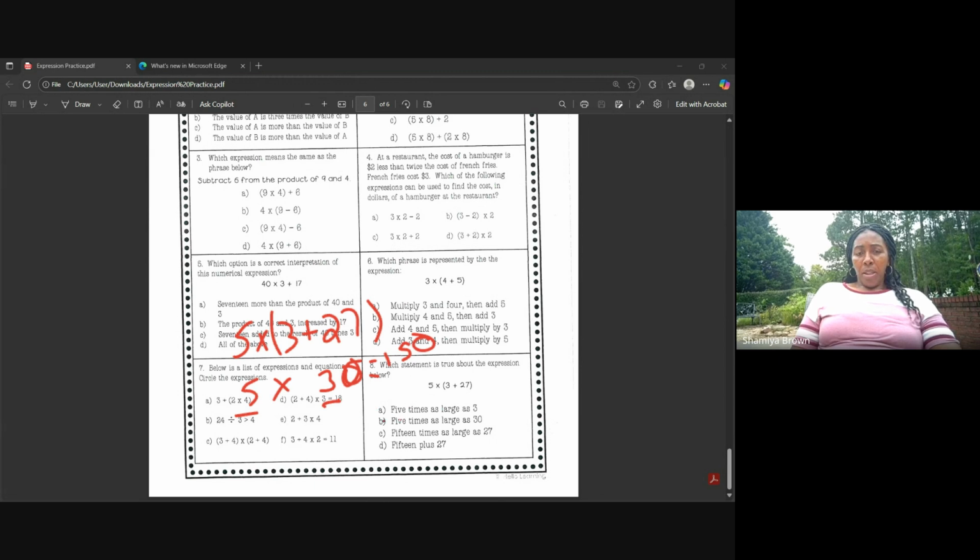Let's see B. B says 5 times as large as 30. 5 times as large as 30 would be 30 times 5. And that's exactly what I had to do to solve this, was multiply 30 times 5. So it looks like B would be my answer. But let me just look at C and D just to see. C says 15 times as large as 27. No, not doing 27 times 15. And D says 15 plus 27. Nope, I wouldn't do 15 plus 27. That would not get me 150. So yes, my answer would be B.